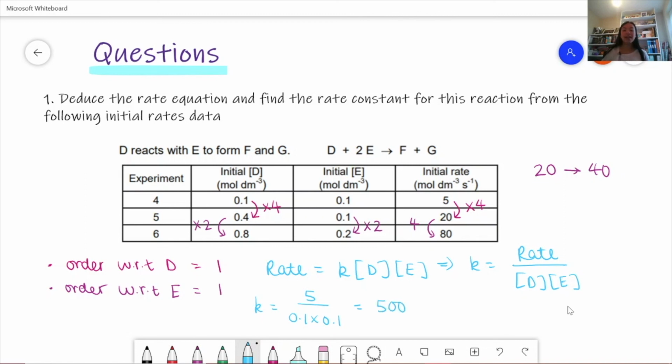500. And now we have to work out the units. So the rate is measured in moles per decimeters cubed per second. And then both the concentrations are measured in moles per decimeters cubed.